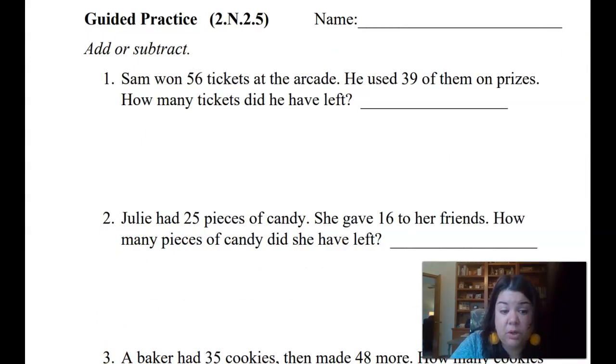All right. So get your whiteboard out, or if you have the papers, the worksheets, you can get those out. But have something that you can work on. And we're going to read these. Sam won 56 tickets at the arcade. He used 39 of them on prizes. How many did he have left? Okay, well, our cue is how many did he have left? So that's like our cupcake one. So was this addition or subtraction? Subtraction. What are we subtracting? Okay, so we put the total number on top. So he won 56. And we put the amount he used on bottom.